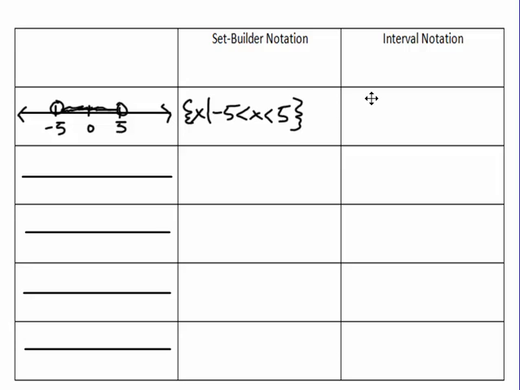For interval notation, I would simply say it goes from -5 to 5. And look, I'm using parentheses because it's not included at 5. That's strictly less than. So it's not included, so we use parentheses.